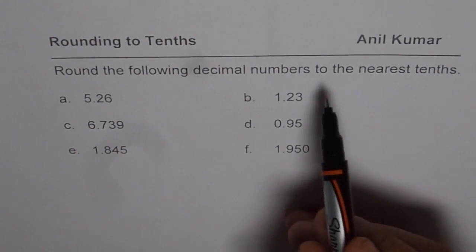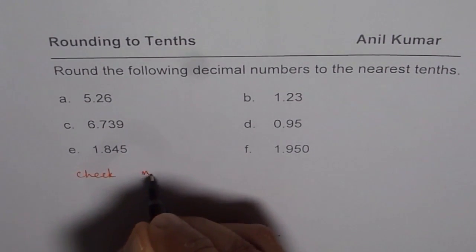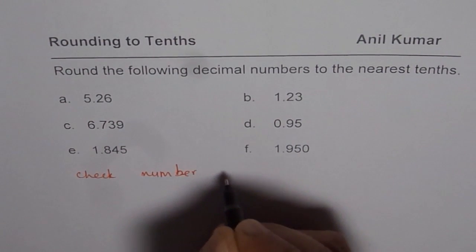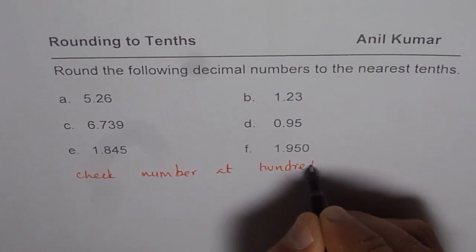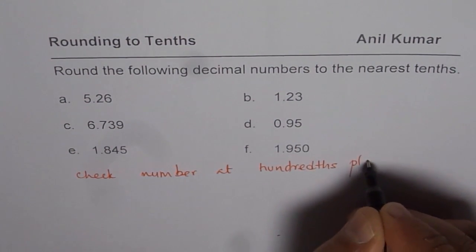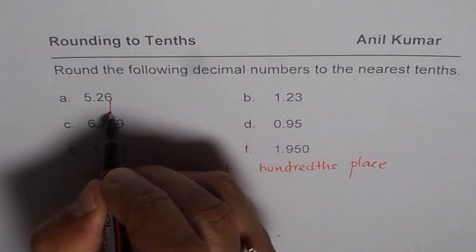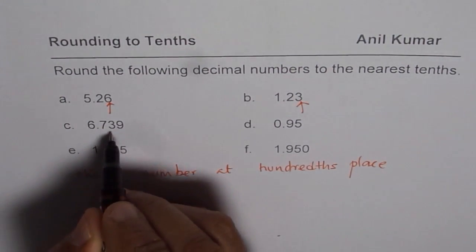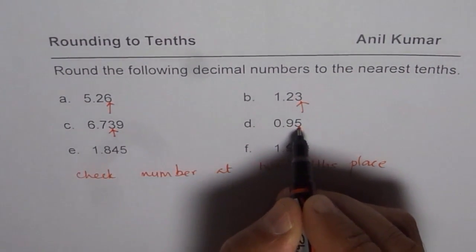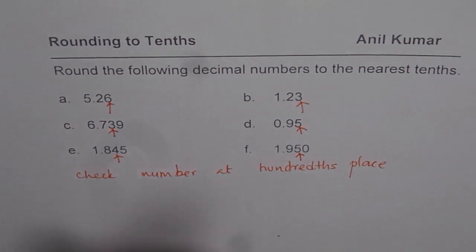First step is, when we have to round to tenths, you have to check the number at the hundredths place. In the first case, 6 is the hundredths place. In the second, 3 is at the hundredths place. In the third case, 3 is the hundredth place, then 5. So that is the first step: check the number at the hundredths place.